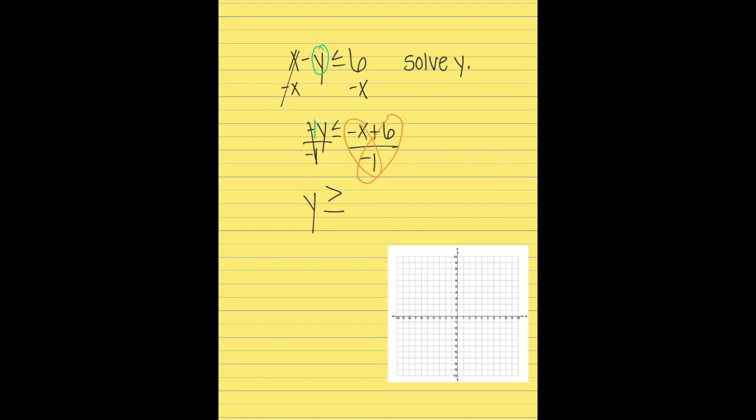All right, so what's in front of that x? A negative 1. So negative 1 divided by negative 1 is what? Positive 1. So this is going to be positive 1x. And then we have 6 divided by negative 1. What is that going to equal? So minus 6.